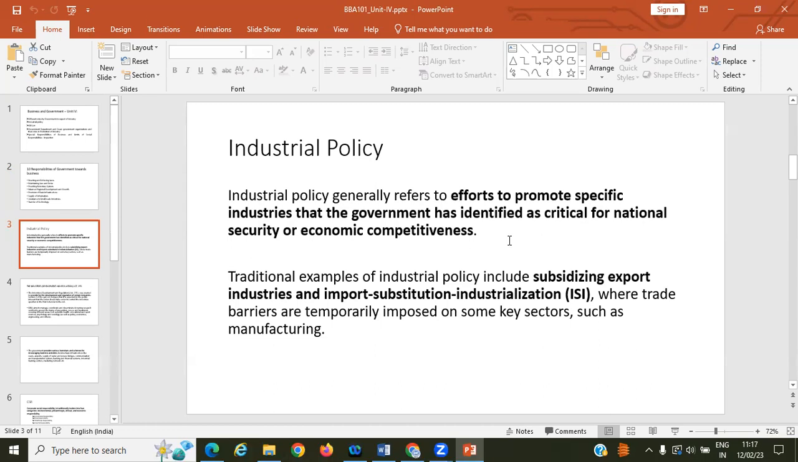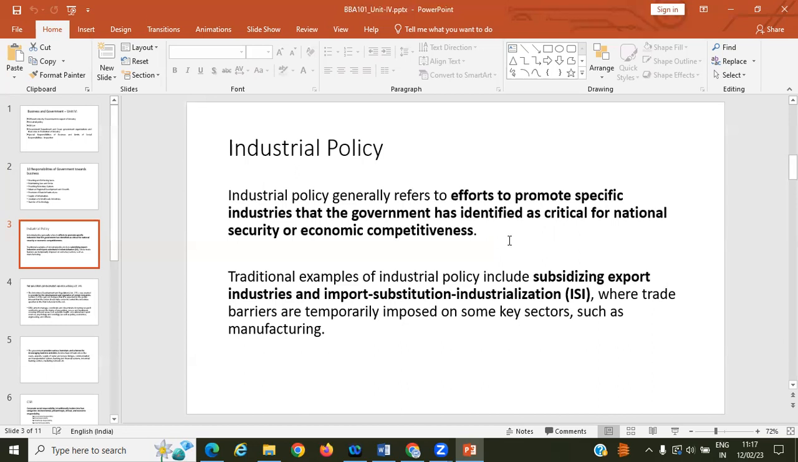From our independence in 1947, when we got independence, several policies were introduced. Every 5-10 years, there are policies. But 1991 is a major policy. From there, we have big industrialization in our country.